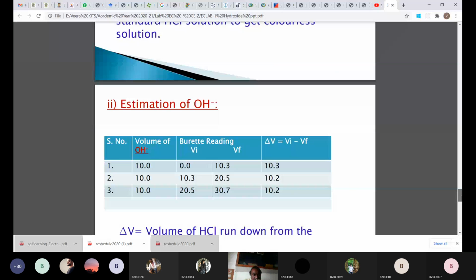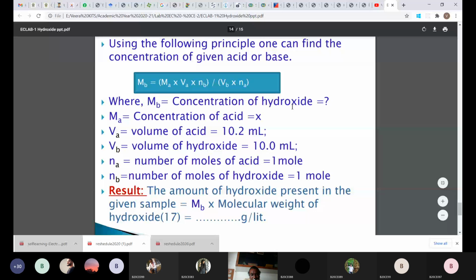Again, take the same equation, M1 V1 by N1 is equal to M2 V2 by N2. Here MB is the concentration of hydroxide, which we have to estimate. The concentration of acid you already estimated in the first table, the first titration. The volume of HCl acid is already given by the burette reading. The volume of hydroxide is what you have pipetted into the conical flask, 10 ml. And the number of moles of acid is 1 mole, the number of moles of hydroxide is 1 mole.